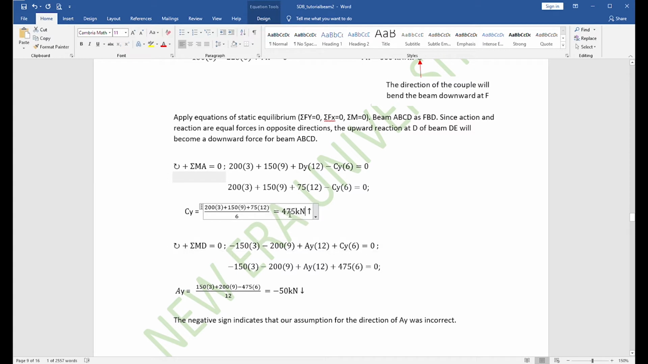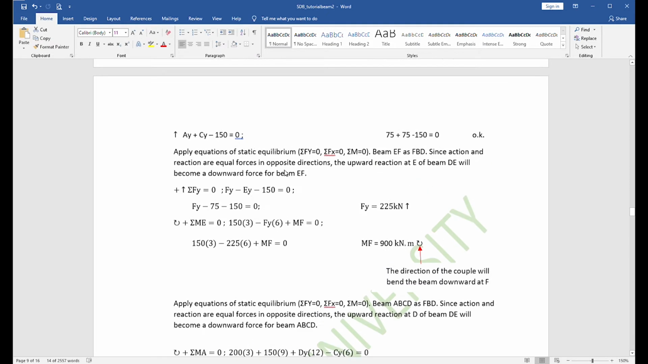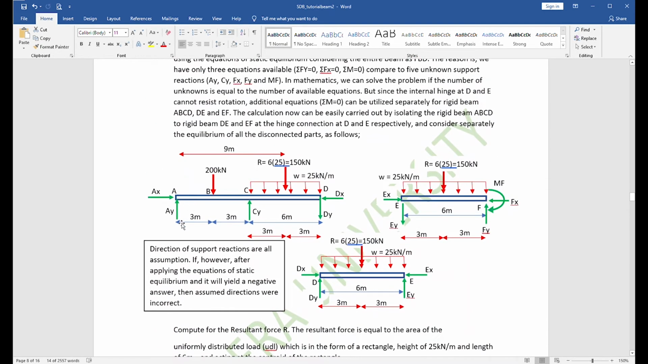Ito yung 475 kN. Pag re-replace natin yung value niyan, AY na lang ang unknown dito sa equation nito. So, pwede na natin isolve ang AY and that is negative. So, anong ibig sabihin? Downward yung support reaction sa AY. Bakit? Kasi negative ito. So, negative sign indicates that our assumption for the direction of AY was incorrect. So, ibig sabihin itong assumption natin na upward yung AY, nag-negative yung sagot natin, ibig sabihin downward siya.